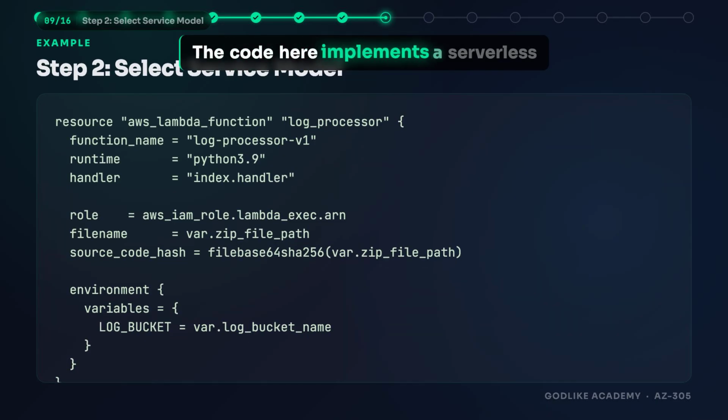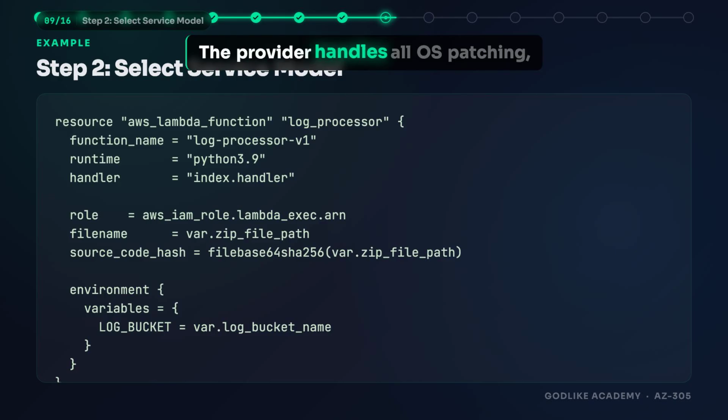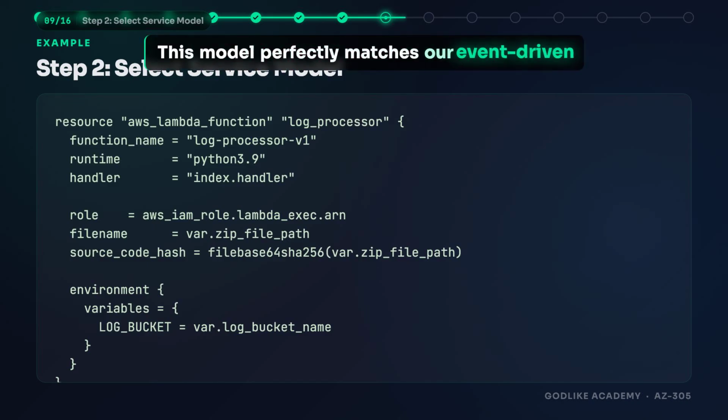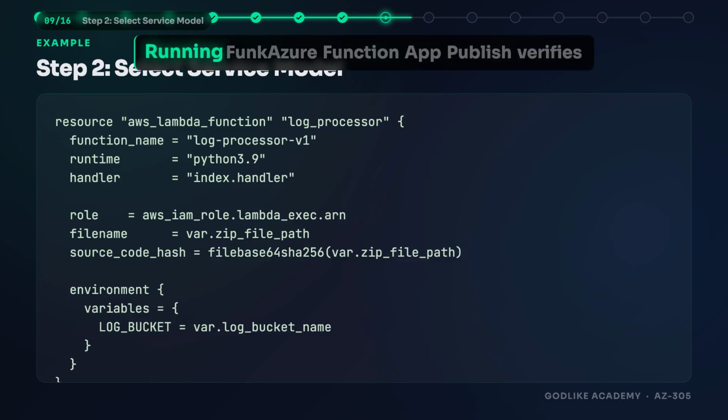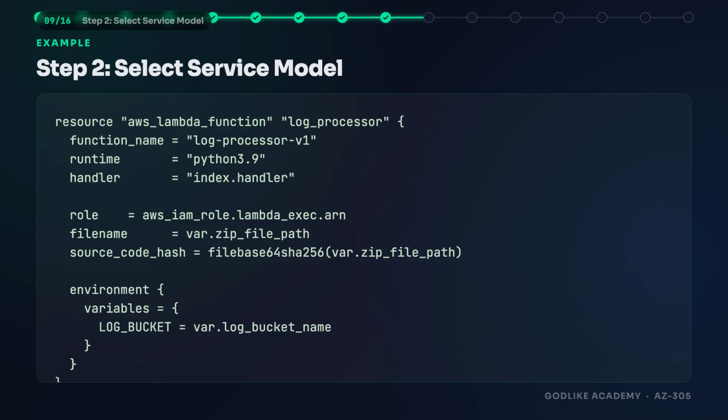The code here implements a serverless function using Terraform. You define the function name and runtime environment. The provider handles all OS patching, so you focus entirely on the handler logic. This model perfectly matches our event-driven requirement, eliminating the need for a constantly running server. Running func azure functionapp publish verifies the bundle, ensuring configuration settings like WEBSITE_RUN_FROM_PACKAGE deploy correctly during timed certification assessments.